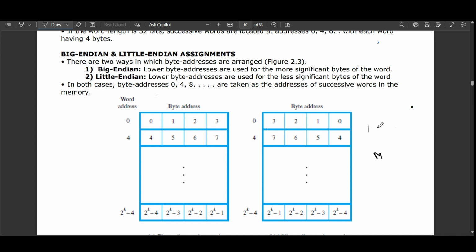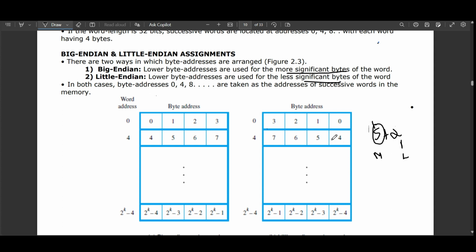Suppose I'm given some number, like 5, 7 and 2, a random number or data like this. 5 will be the most significant bit and 2 will be the least significant bit, right? A similar concept also applies to more significant bytes and less significant bytes. If this 5 represents a byte, it will be called the more significant byte and this 2 will be called the less significant byte, right?